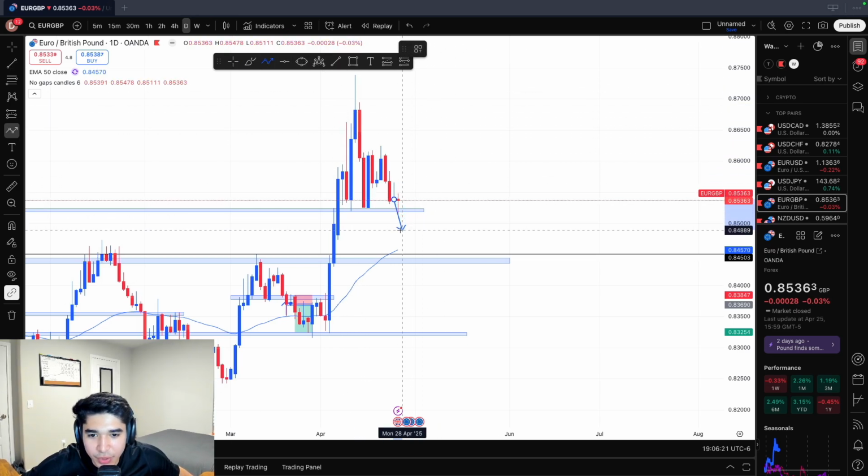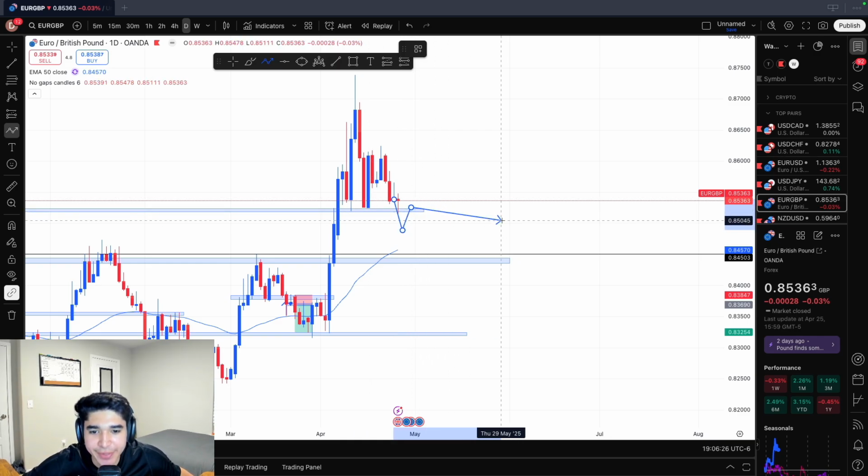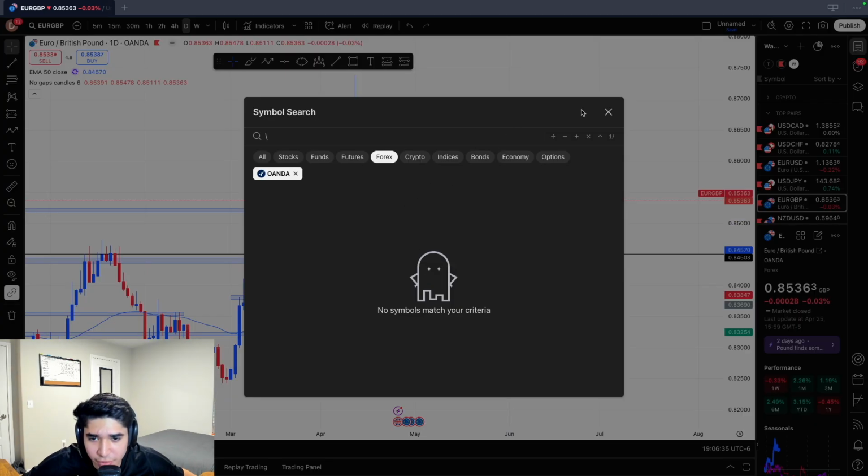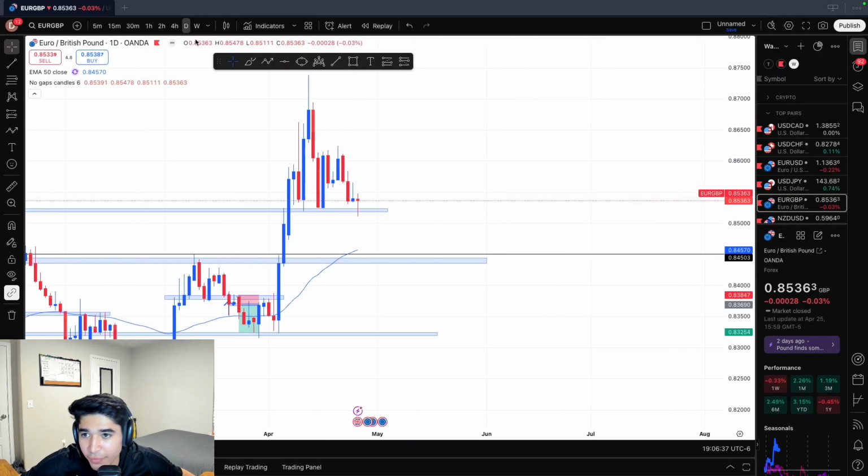Just imagine we break under, new lower low, last previous structure point right here in our area. It's just a matter of time for price to come all the way here and have a rejection out of all of those things.